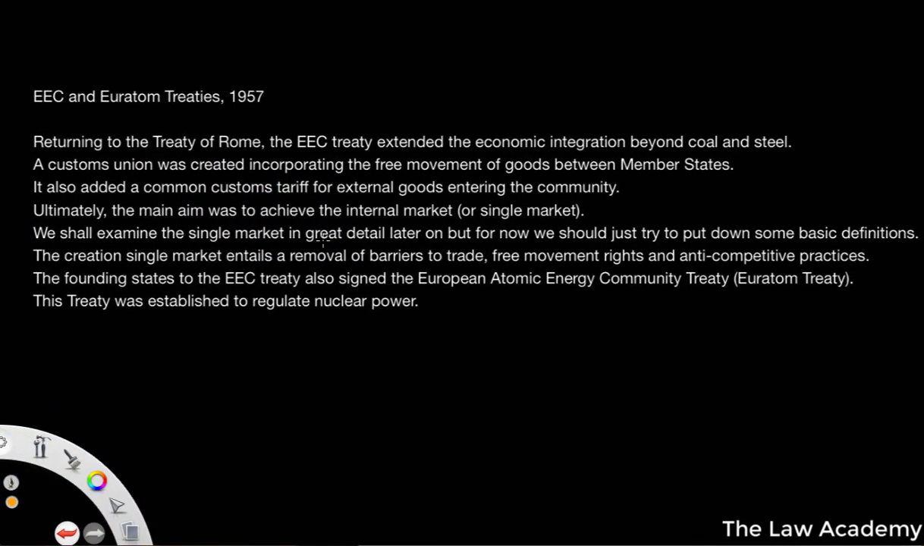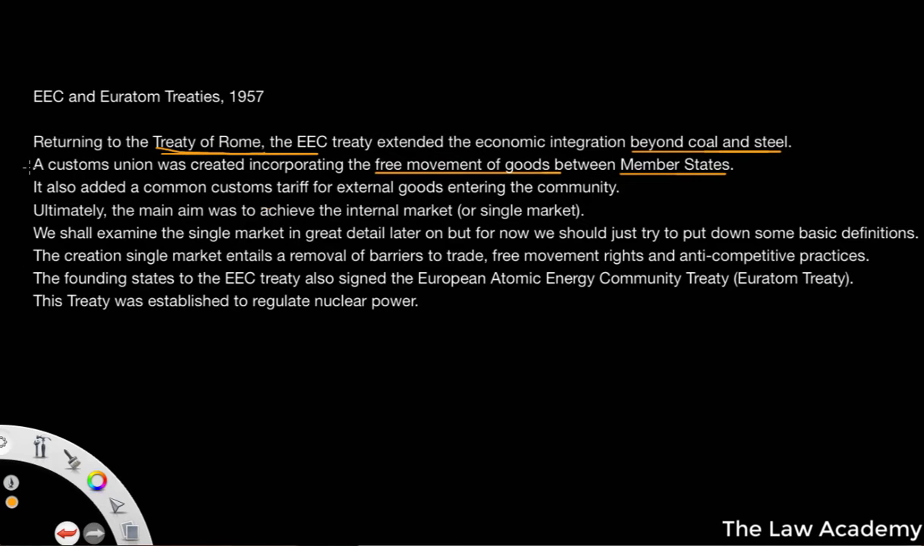So the EEC and the Euratom treaties of 1957 was what we just talked about before, the Treaty of Rome. They built upon the original ECSC Treaty, and they extended economic integration beyond coal and steel. The Coal and Steel Community Treaty was quite seminal in its ability to create a common market between coal and steel. The EEC Treaty created a customs union by incorporating free movement of goods between member states, and this is very important. I'll talk about free movement of goods in a minute.